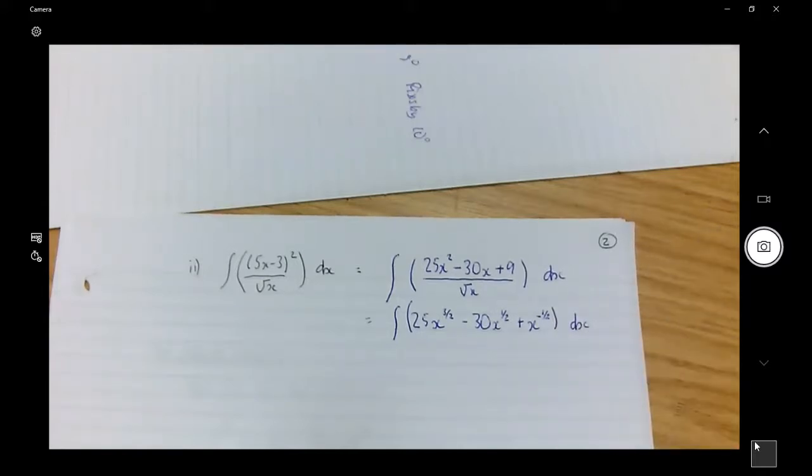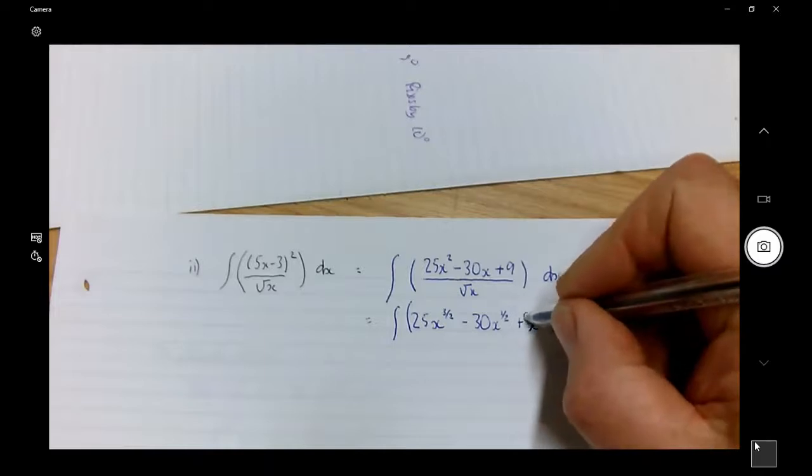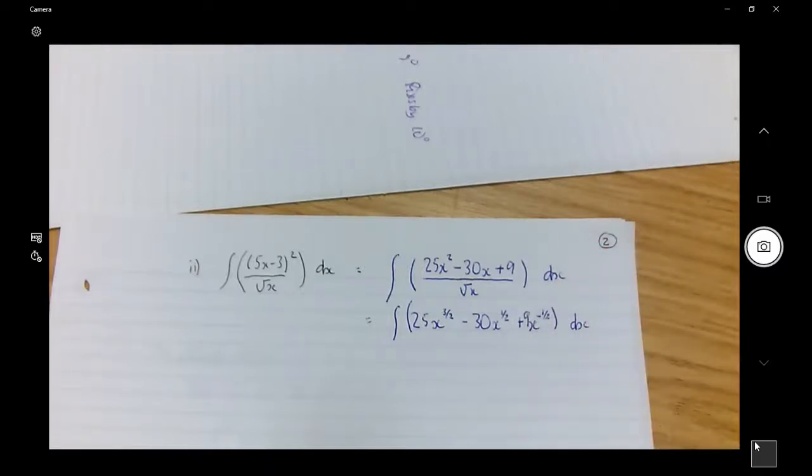You've dropped your 9, Mr. Bentley. I've dropped my 9. Yes, sorry. It's quite easy to. That's what I mean about you've got to just keep your wits and be careful and calm down.